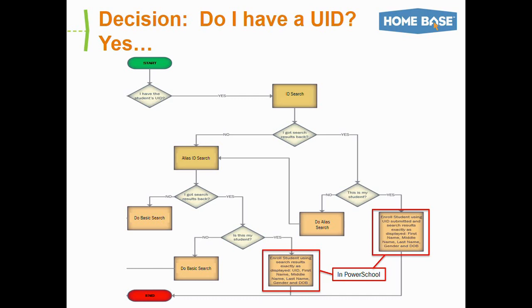If after the alias ID search it returns results but you don't see the student you're looking for, then you're going to have to broaden your search back out by using the basic search. In the same way, after using the alias search, if you get no results back, you would also go back to the basic search function.